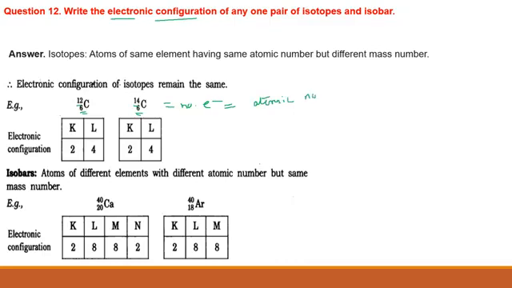So it's 2 and 4, and 2 and 4. Atomic number is 6. So the number of electrons in the first shell is 2, and the number of electrons in the second shell is 4. So this is how it goes.